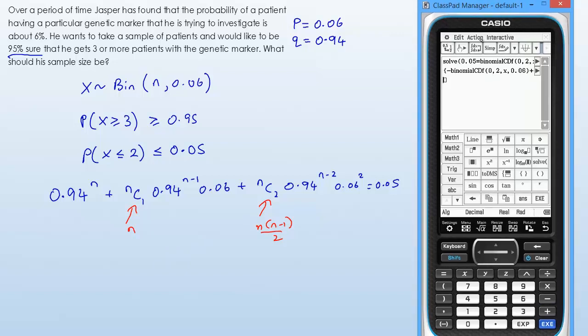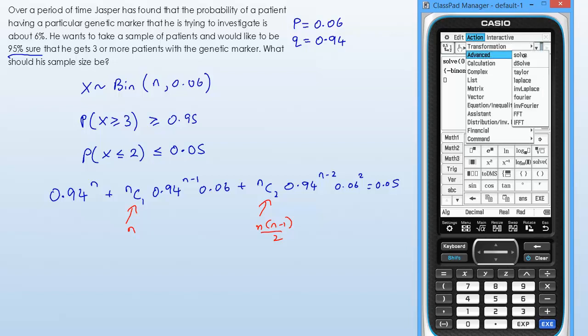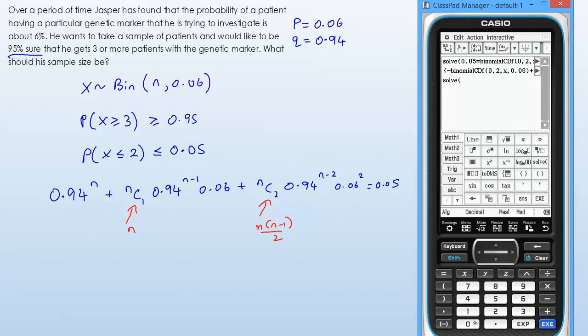I am going to go for action, advanced, and solve. And I often find it's best to put the actual number on this side when we use the calculator. So that's going to be 0.94, and I'm just going to put that to the power x. Then I have 0.94 to the power x minus 1 multiplied by 0.06, and don't forget the x, that's the x that was in front here.